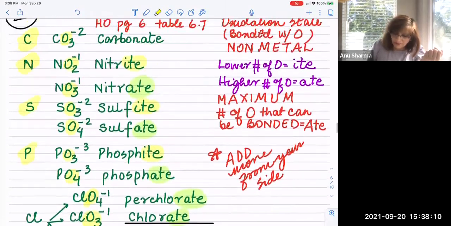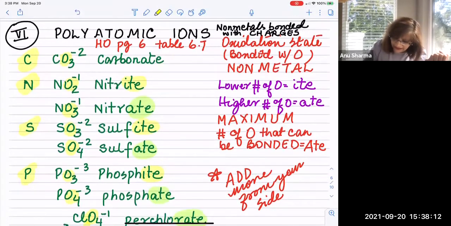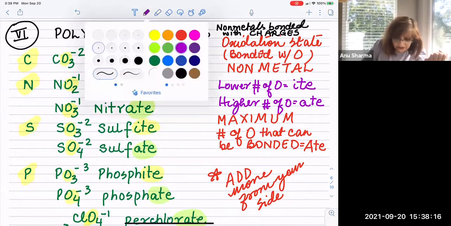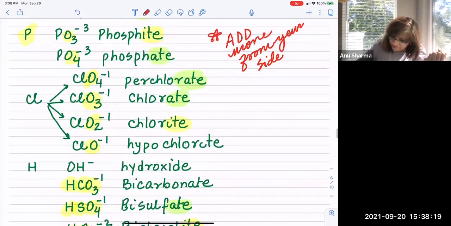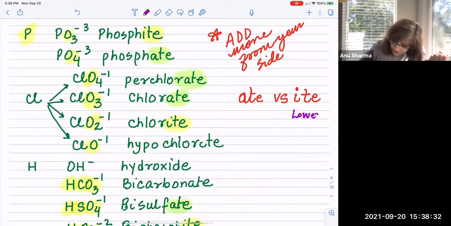Now, here's a very important pattern. You see this -ite versus -ate. So it is not either. It is -ite versus -ate. So -ite is a lower oxidation state, lower oxidation, lower number of oxygen atoms, you can say, lower number of oxygen atoms.